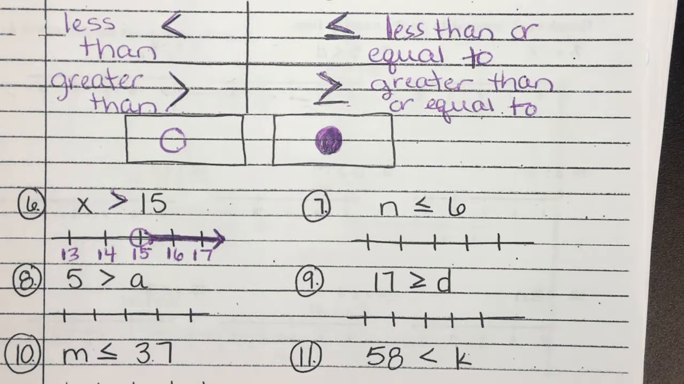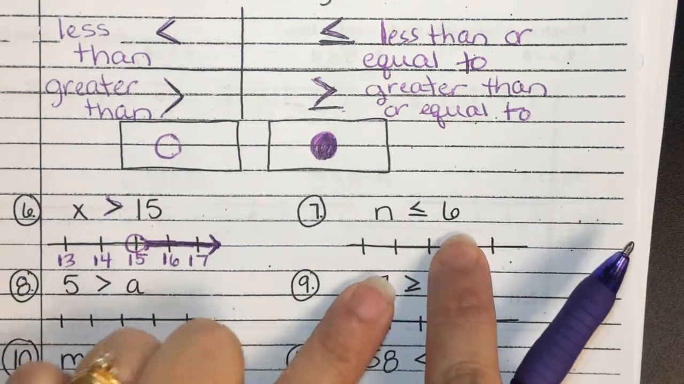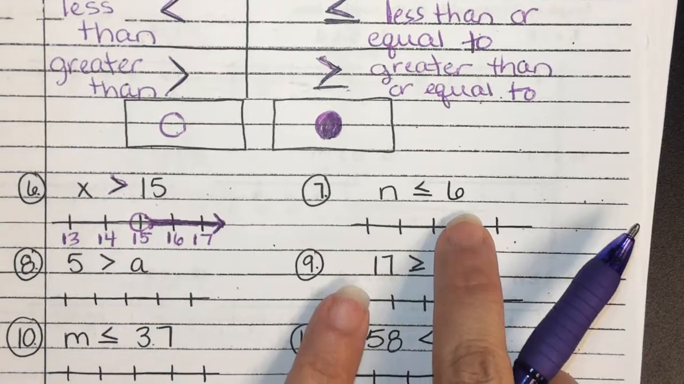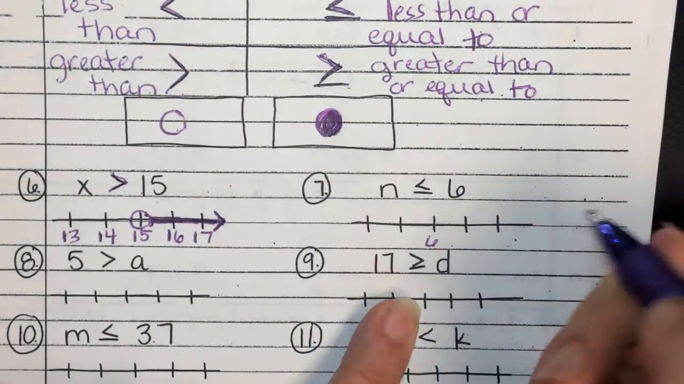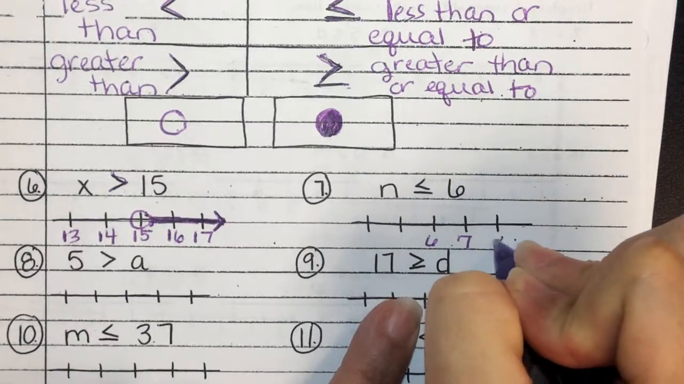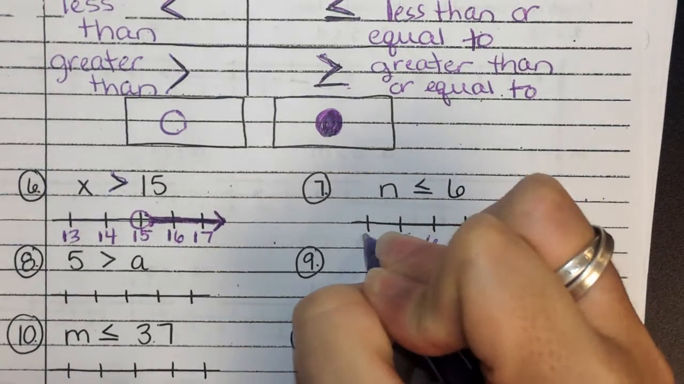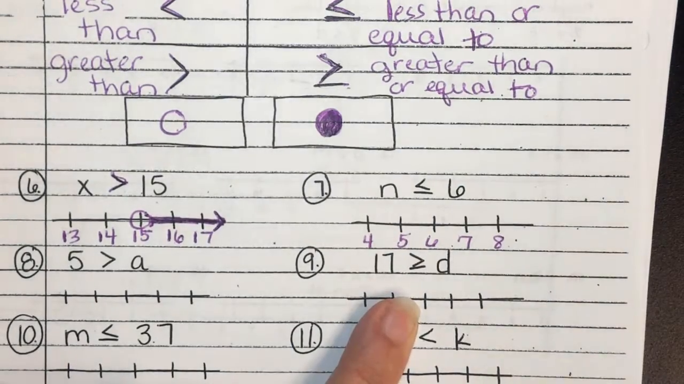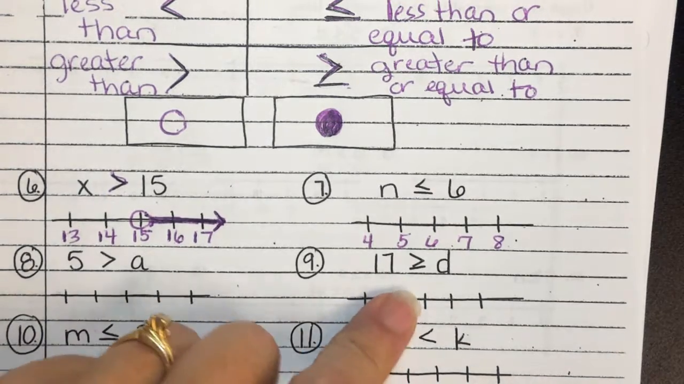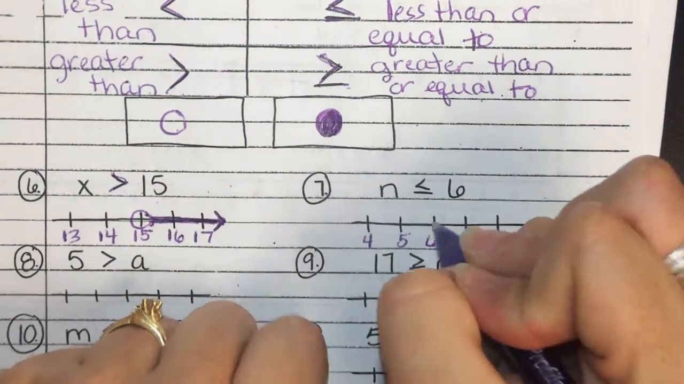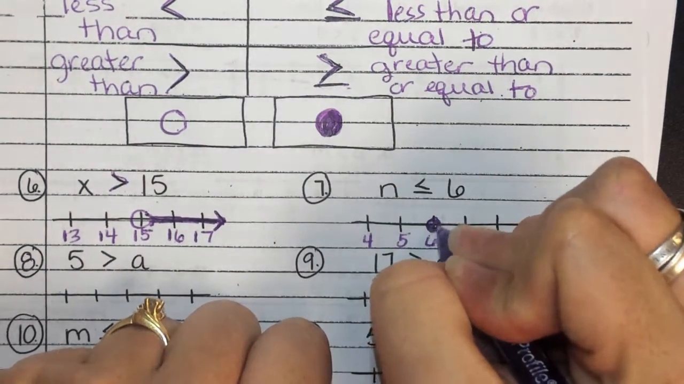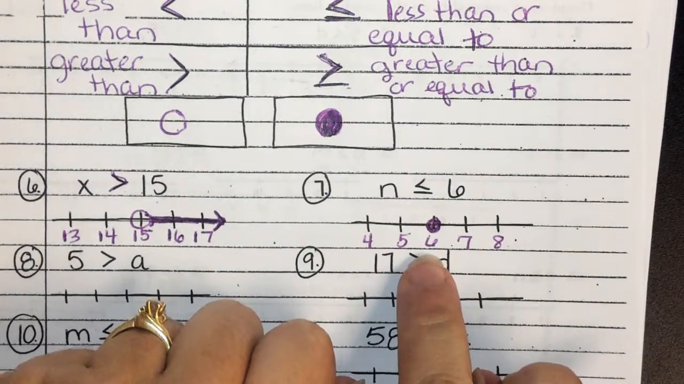Okay, so let's try 7. Take your number that we're working with. It is a 6. Put a 6 in the middle of the number line, and then number it, just like all number lines are. Now, do I want a closed dot or an open dot? Closed. So I'm going to put a closed dot at 6. That just means it would include 6.